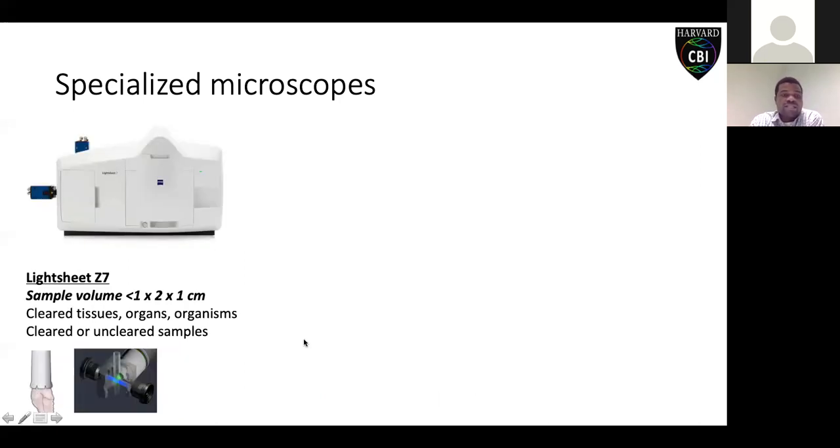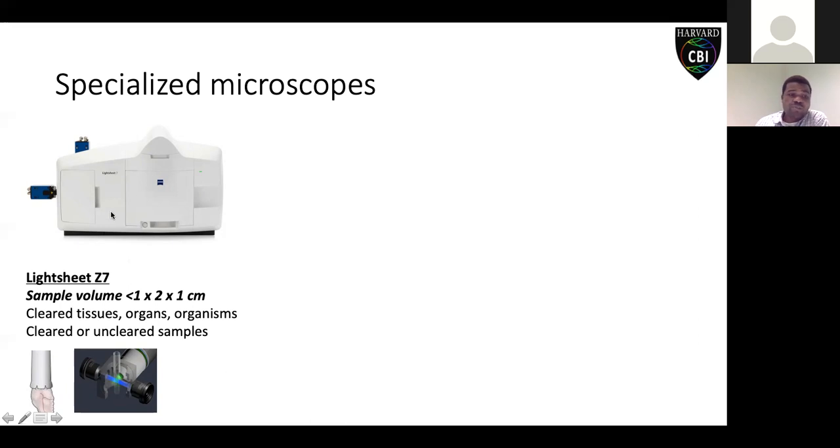The next specialized microscope I will discuss is the light sheet. The light sheet can image an even larger volume. So here you are looking at something within less than 10 millimeters. It is ideal for cleared tissue. Most of the time we use it for cleared tissue, but we can still use it for uncleared, but it has to be super transparent for us to be able to capture that image.